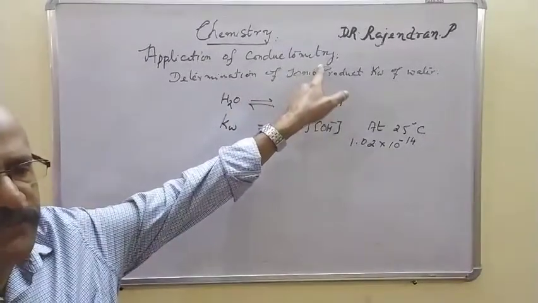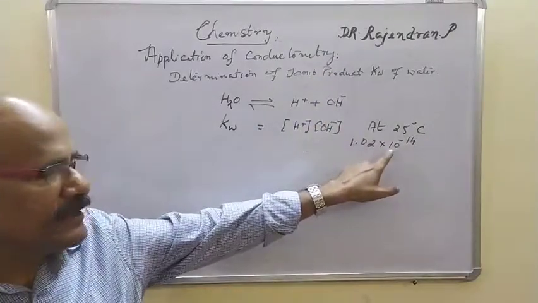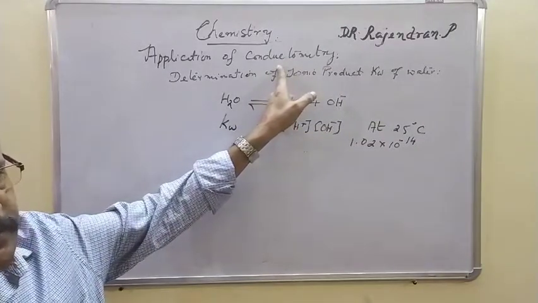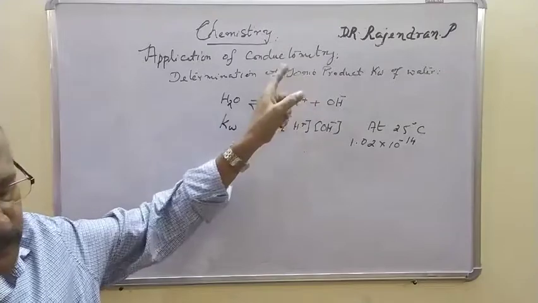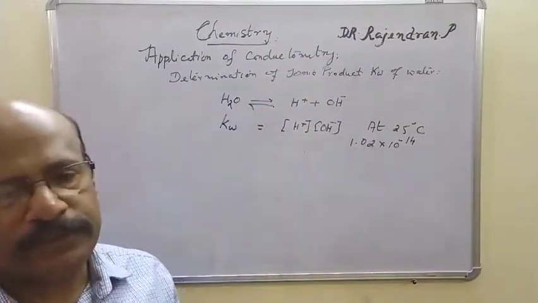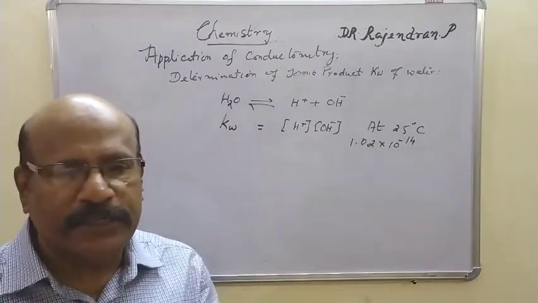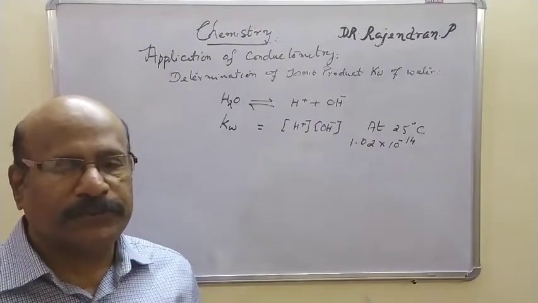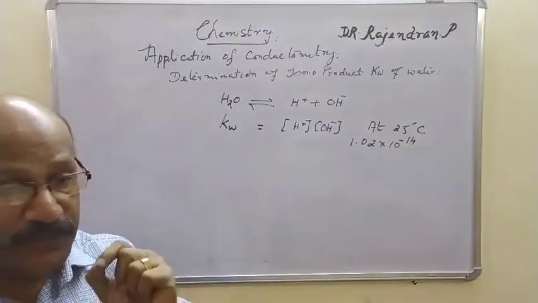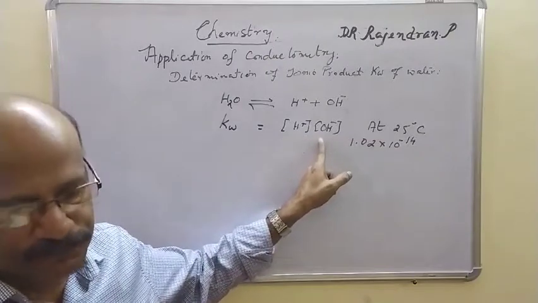conductometrically. Now we wish to determine the value of Kw by conductometric measurement. So it is possible. I already mentioned that the concentration of H plus ion and of OH minus ion is extremely small, so the solution is at infinite dilution with respect to H plus and OH minus ion. The solution of water is considered to be at the stage of infinite dilution with respect to the concentration of H plus and OH minus ion.